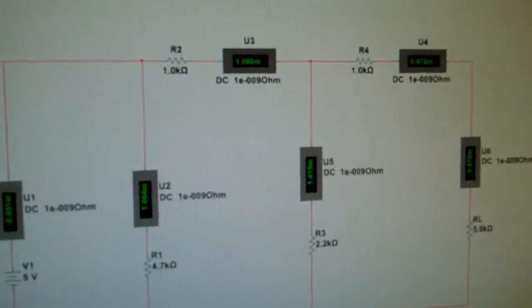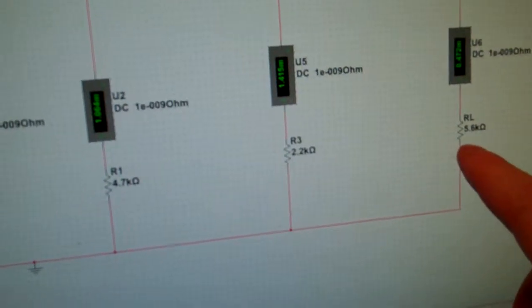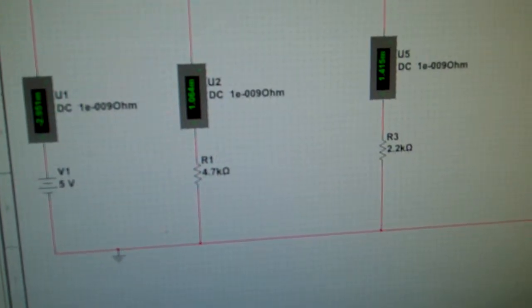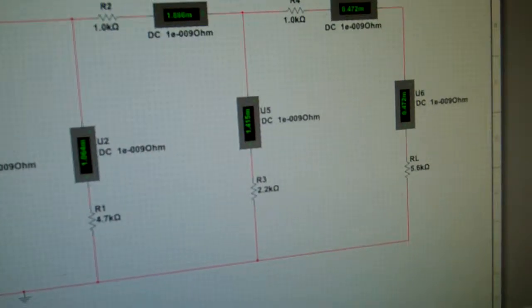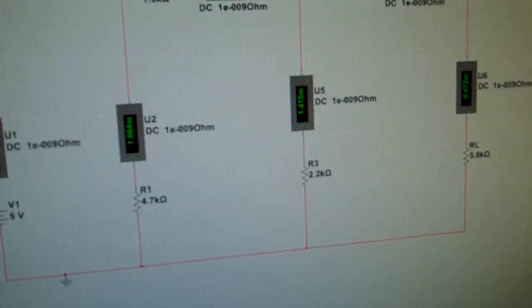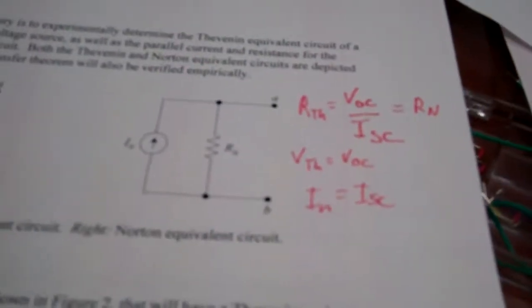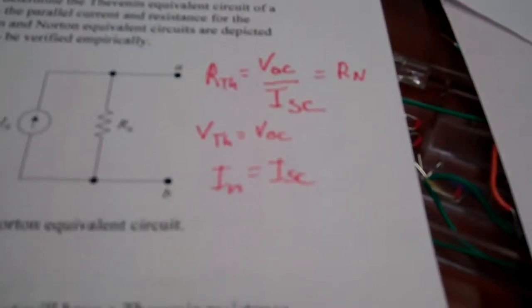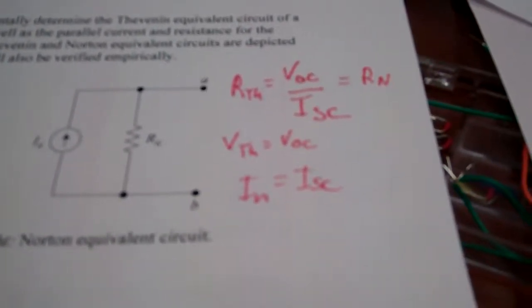Also, now to calculate the Thevenin and Norton parameters, this is the load resistor right here, and you can remove that, and then you find the open circuit voltage across those nodes, and then after you find the open circuit voltage, you put a wire across those nodes, and then you find the short circuit current, and then you can go back and use those equations that we talked about earlier, and then you can find the Thevenin and Norton parameters for the circuit, which greatly simplifies the circuit. So that is the pre-lab portion.